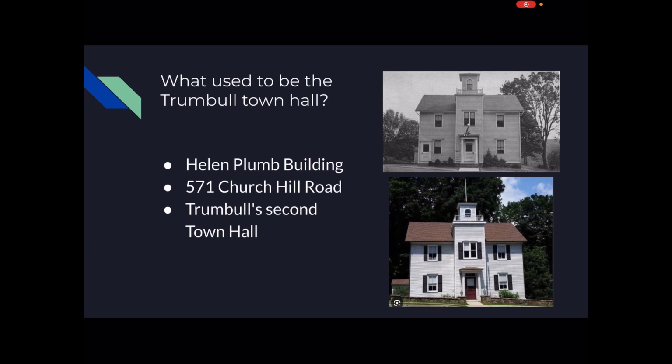The area that is now the town of Trumbull was originally occupied by the Golden Hill Paugussett Indian Nation for thousands of years before the English settlement was made and the town of Stratford, Connecticut was established in 1639.